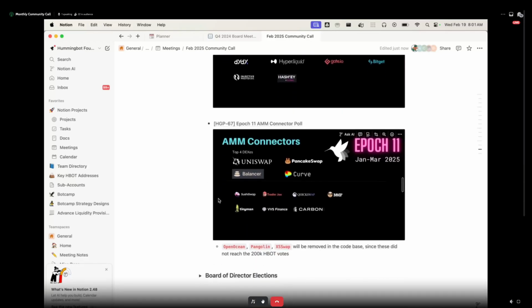Finally, in terms of AMM connectors, the top 4 DEXes selected were Uniswap, PancakeSwap, Balancer, and Curve. In addition, a number of the other DEXes were supported here. So Jupiter and Meteora will be included in this poll, and Raydium in the future.